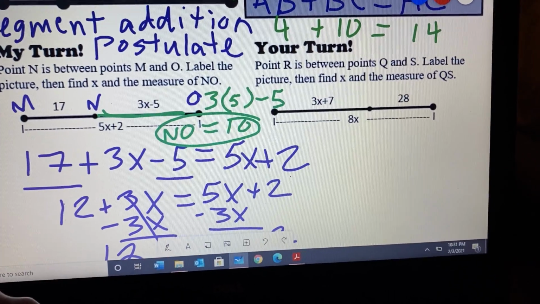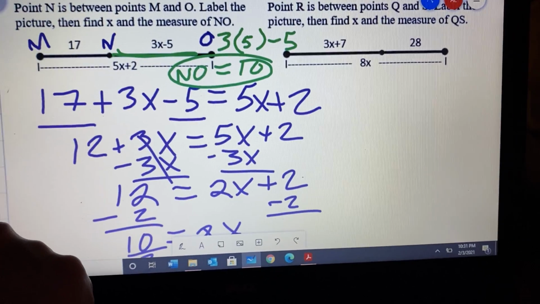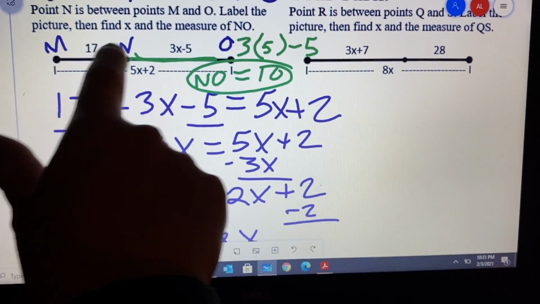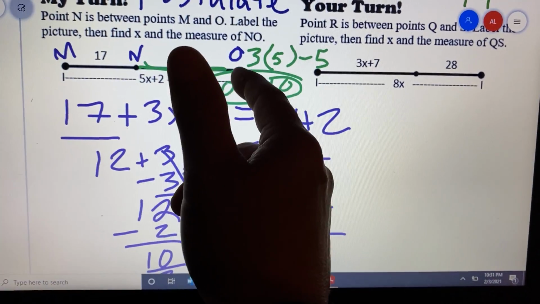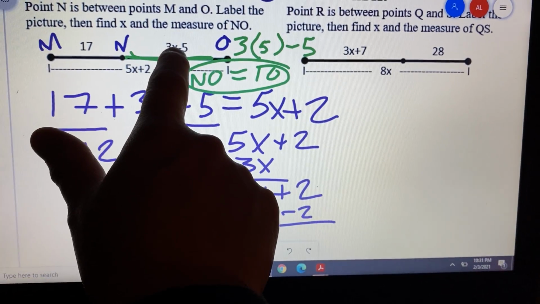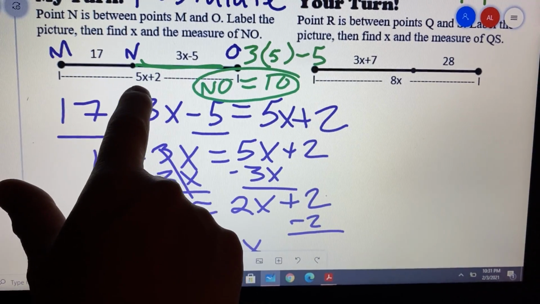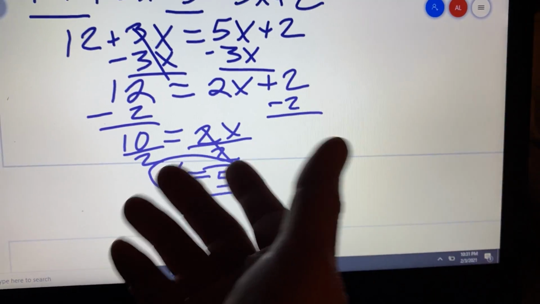So just to reiterate what we did, using the segment addition postulate, we know that the two small pieces of the segment add together to make the length of the whole piece. So we set up our equation, 17 plus 3x minus 5 equals 5x plus 2. And then we solved it like we solve a normal equation.